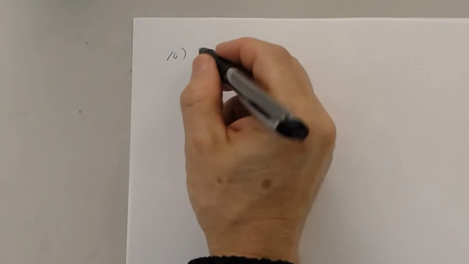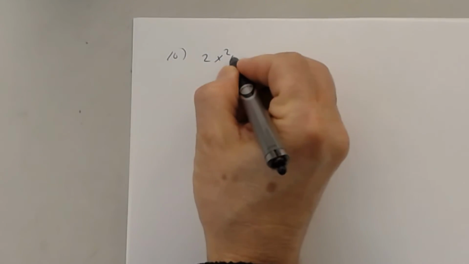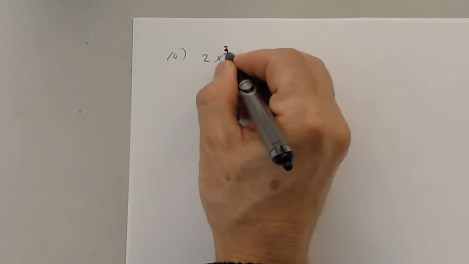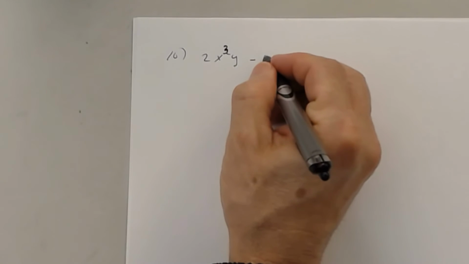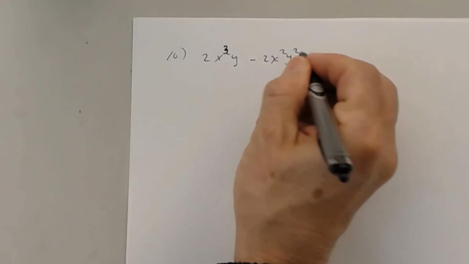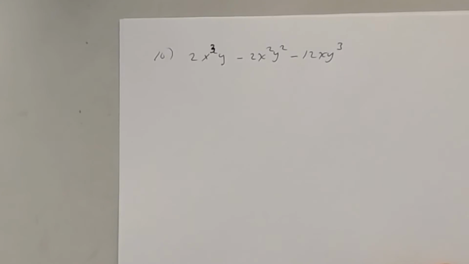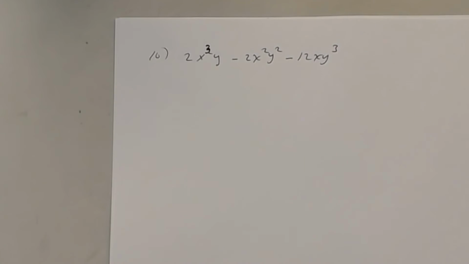Number 10. Okay, in 10 you have 2x squared y. I'm sorry, x cubed, excuse me. 2x cubed y minus 2x squared y squared minus 12xy cubed. All right, so 2x cubed y minus 2x squared y squared minus 12xy cubed. All right, GCF, 2xy.